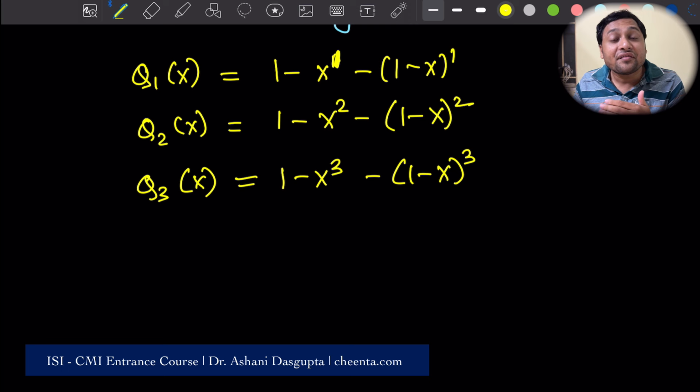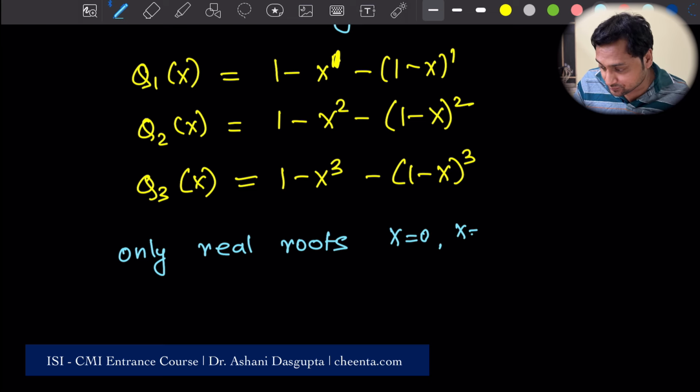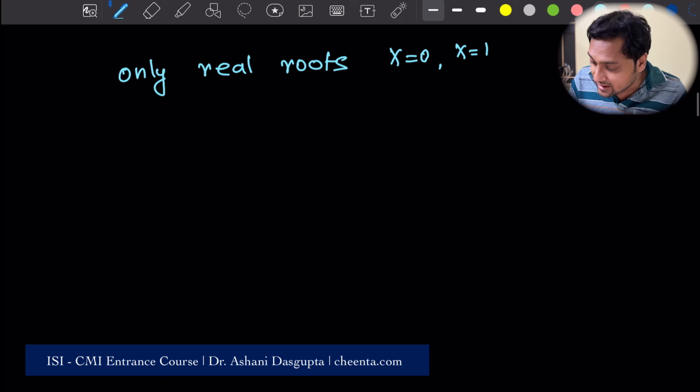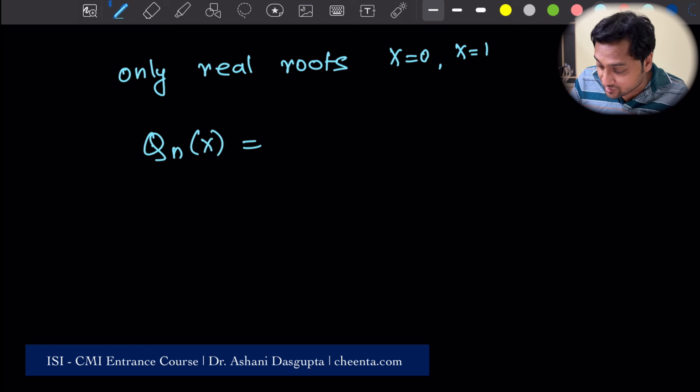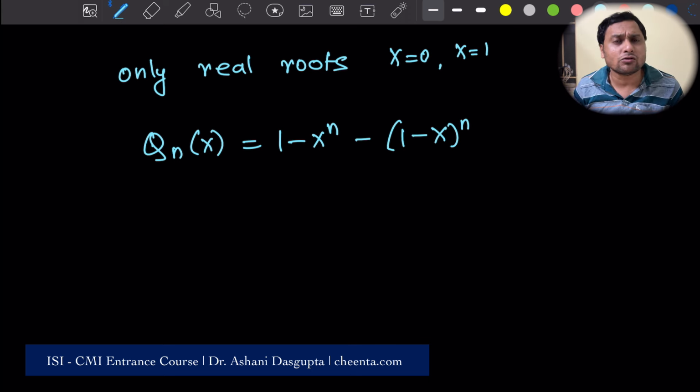So this family of functions, how many real roots do they have? Each of them. So the problem says show that the only real roots are 0 and 1. There are no other real numbers which, when plugged in place of x, will make the entire expression 0. So I'll write the function one more time here, the family of functions, by the way. So how do you go about it?